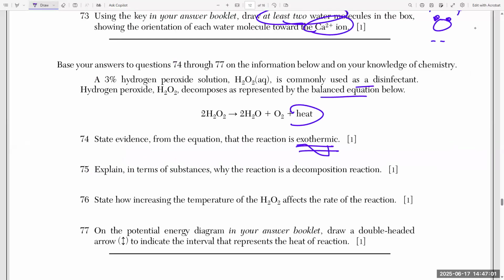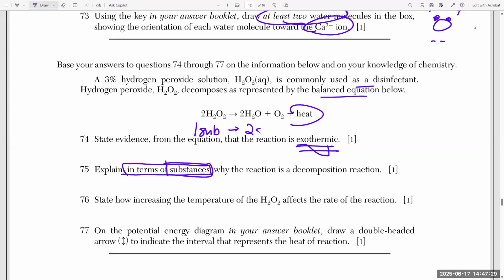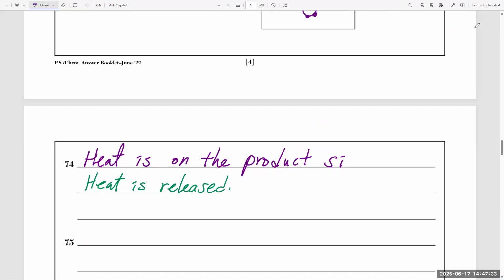Continuing on. Explain in terms of substances. Now, again, just be careful. When they say explain in terms of, you must use those words. Why is the reaction a decomposition reaction? Well, let's take a look. It's going from one substance, which is all H2O2, to 2 substances, H2O and O2. So that's literally what you write.